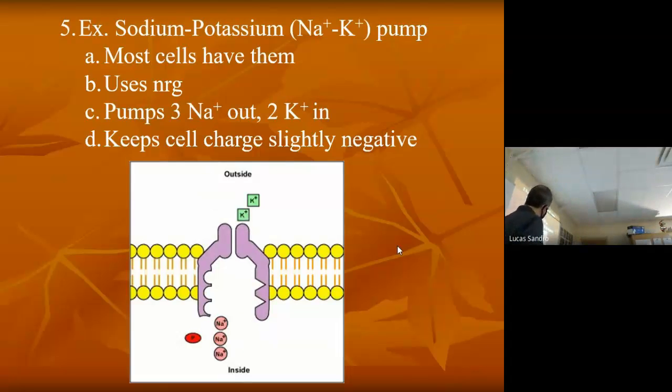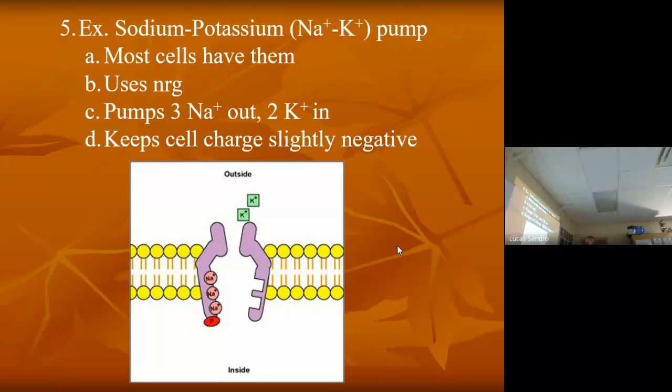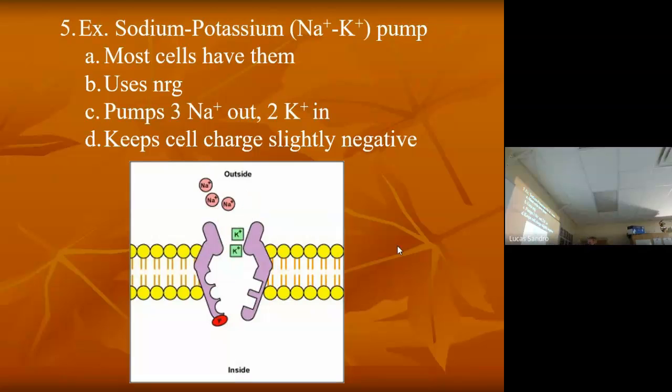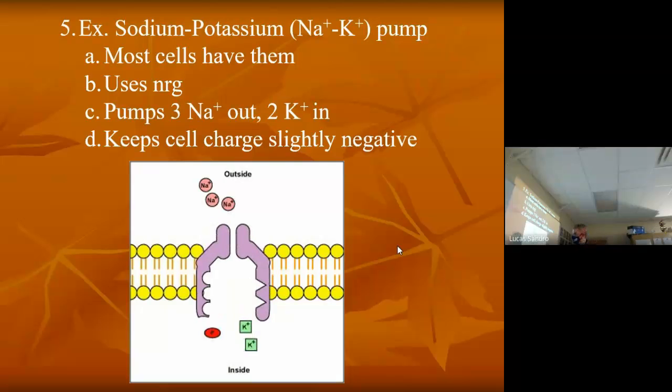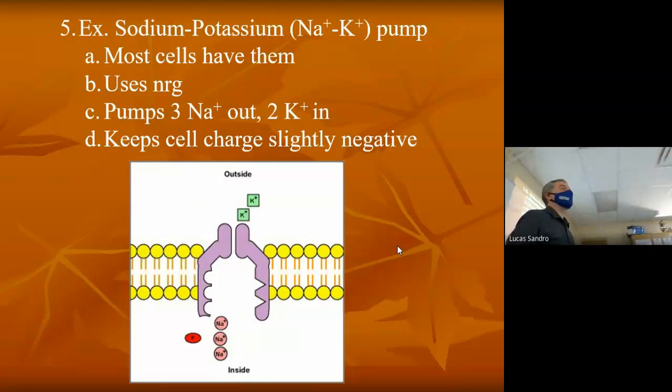So yeah, you can see it working here. The 3 sodiums fitting into one side of the pump. The pump using, this is the energy part, we'll talk about what that is next chapter. Opening out to the outside of the cell, letting the sodiums out, and then it's got the 2 slots for the potassiums to slide in. Energy molecule comes off, and in comes the potassium. Sorry, it's a little jerky, but so those are your 2 examples of active transport.